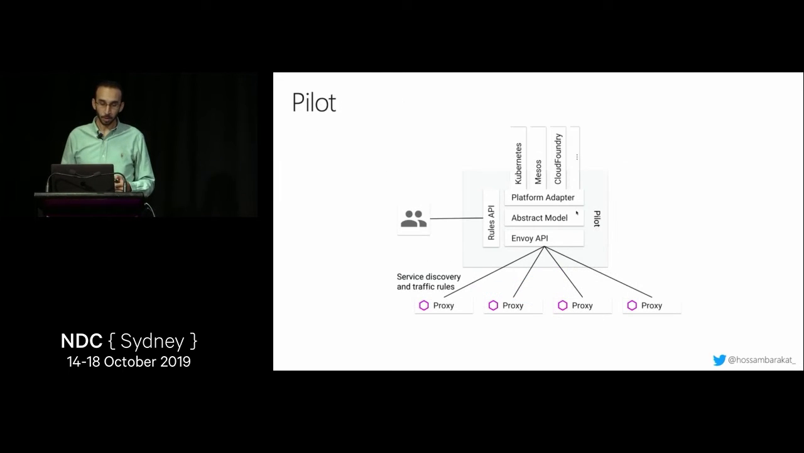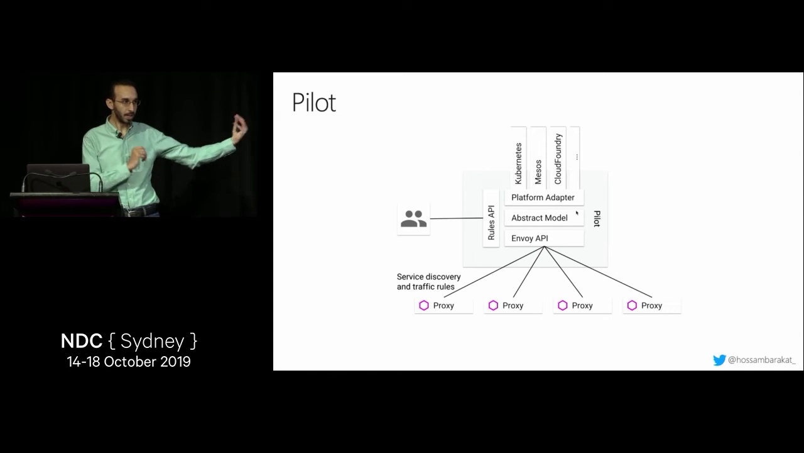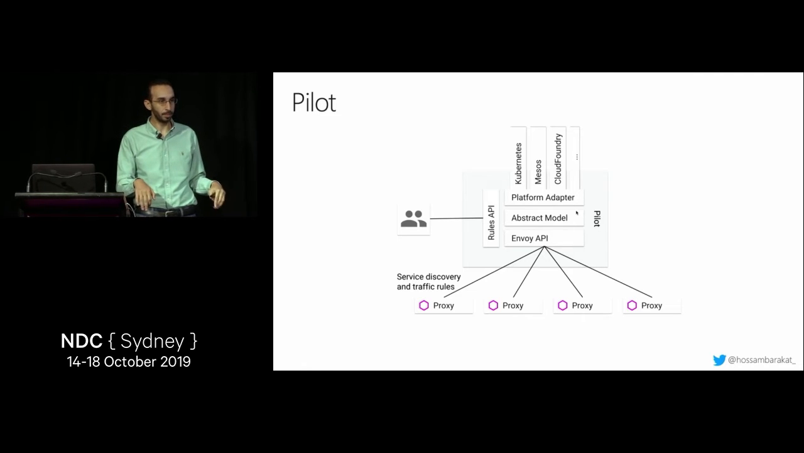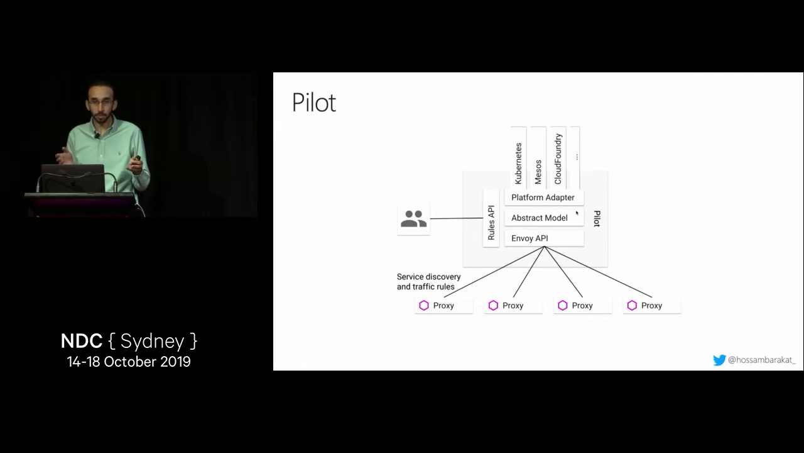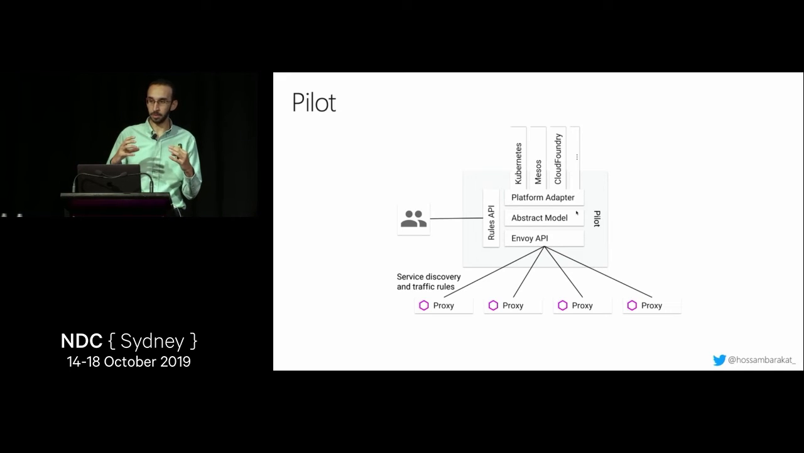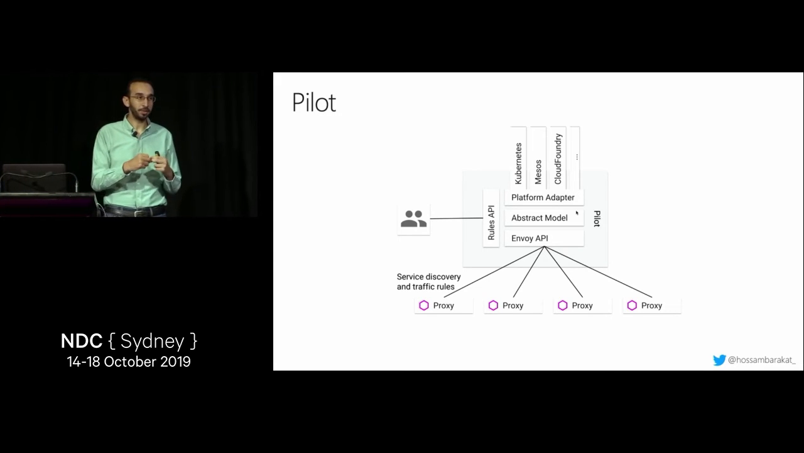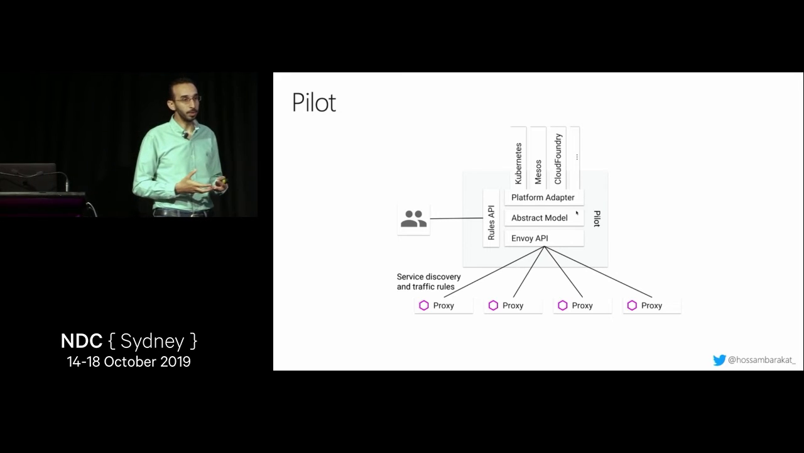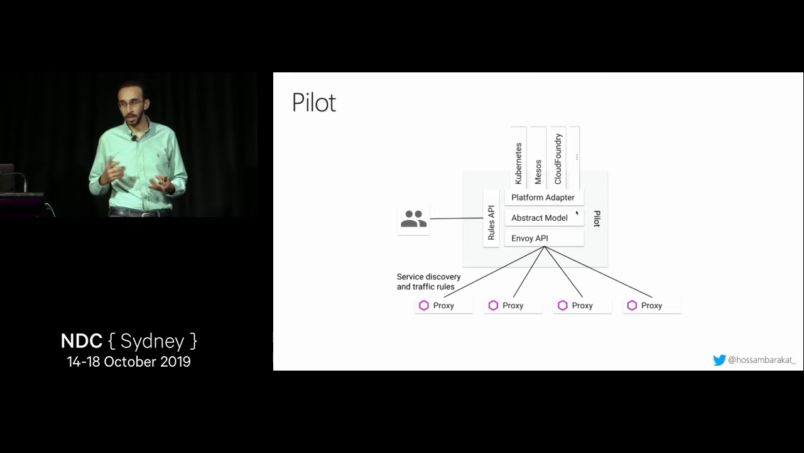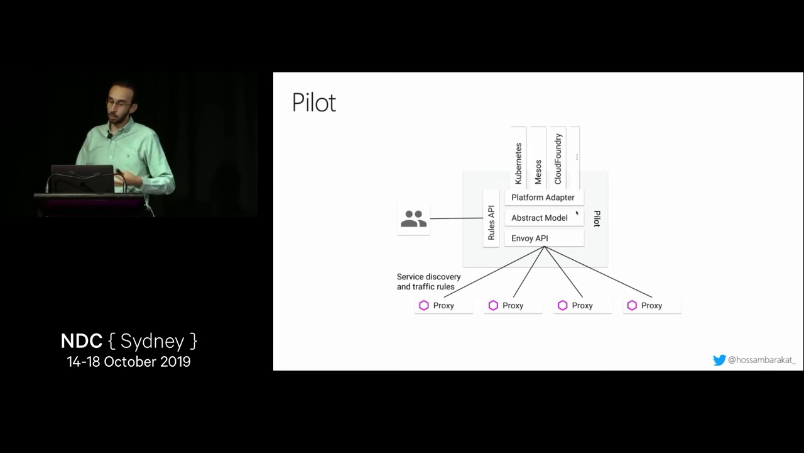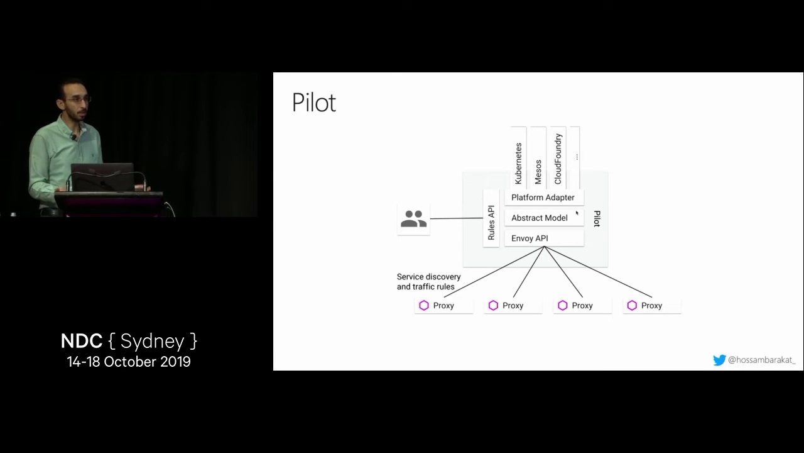The second component is the Pilot. The Pilot's main responsibility is to accept the rules from the users and push them to all of the sidecar proxies living in the mesh. The Pilot maintains a canonical model of the services. It also has the adapter pattern implemented, which enables the Pilot to be deployed on multiple platforms. So we can deploy the Pilot on Kubernetes, as we'll see today, or Mesos or Cloud Foundry, or even virtual machines if we would like to.